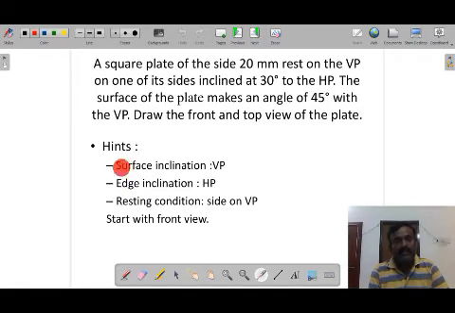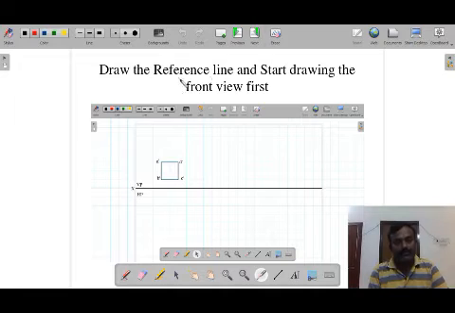Since the surface is inclined to VP, draw the front view first. We can call it surface inclination or plane inclination or lamina inclination or plate inclination. All the things have the same meaning. So if the surface is inclined to VP, draw the front view first. So draw the reference line, then draw the front view. Keep the resting condition on the left hand side. Since it is resting on the edge, keep the edge on the left hand side.